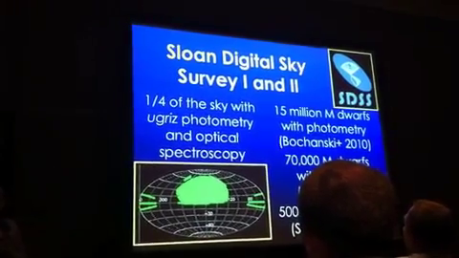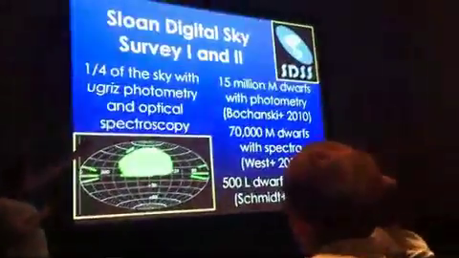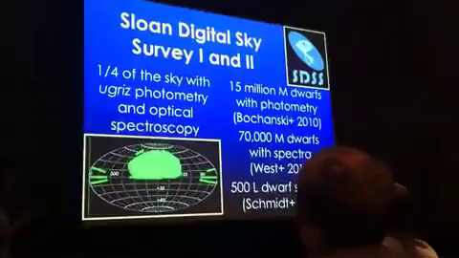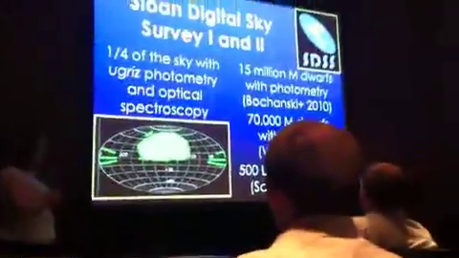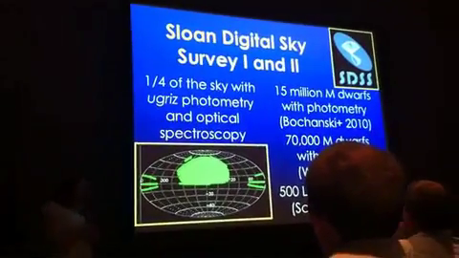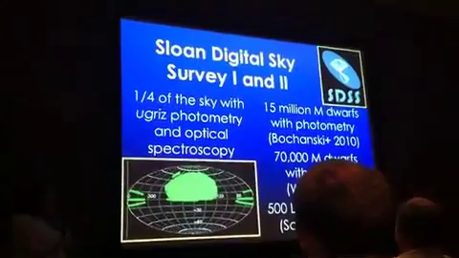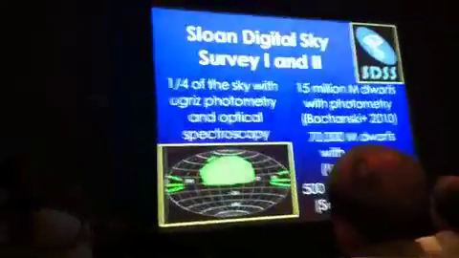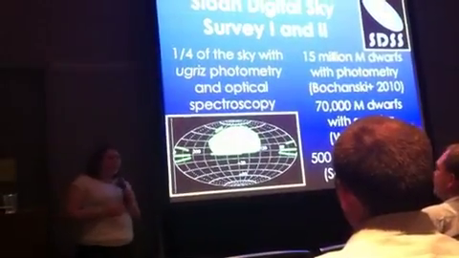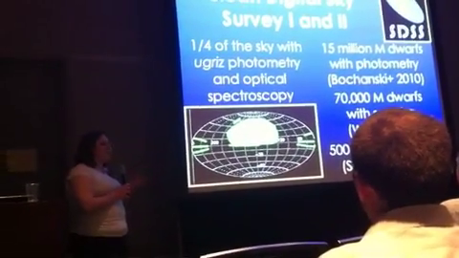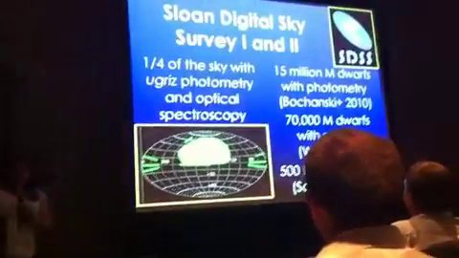Within the survey, we, and people in this room mostly, have found 15 million M dwarfs with photometry, a staggering number, 70,000 M dwarfs with spectroscopy, and 500 L dwarfs with spectroscopy. Now the M dwarf numbers are staggering just in themselves, but the L dwarfs, it's actually a really large number compared to the known L dwarfs. This represents about 70% of the known L dwarfs. So lots of objects from Sloan.